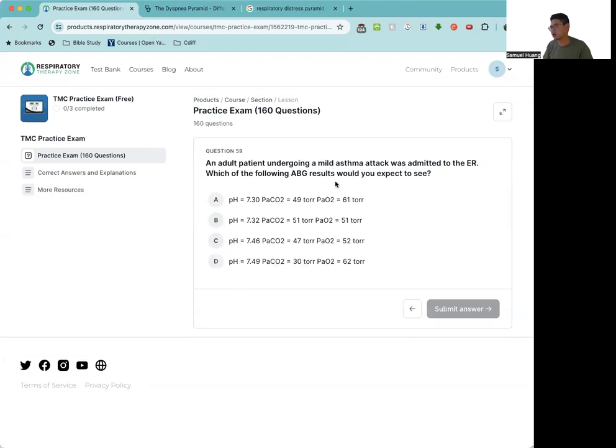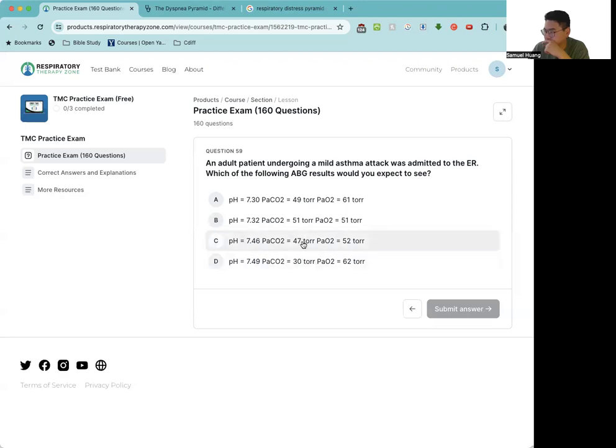Admitted to the ER, ABG. So asthma attack means you breathe fast, pH goes up, PCO2 goes down, and there really shouldn't be PaO2 problems, maybe. It's less than 70, but for COPD you want greater than 55, but this patient has asthma. Respiratory alkalosis with hypoxemia. The only one is these two.